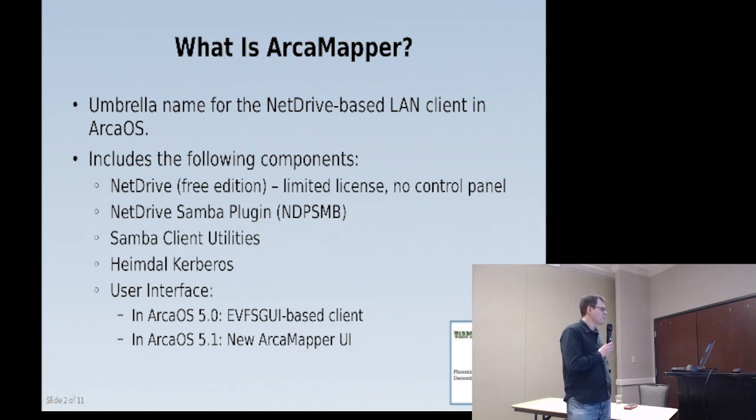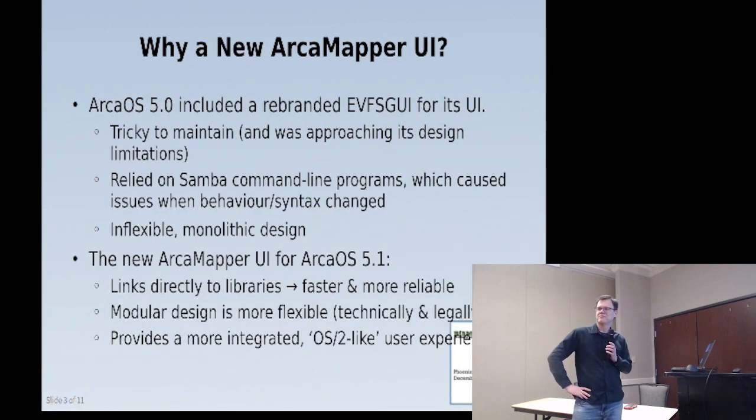So ArcaMapper is an umbrella term for a bunch of interrelated components, specifically NetDrive, the Samba plugin for NetDrive, NDP-SMB, the Samba libraries and client tools, and the Heimdall Kerberos library, and last but maybe not least, a user interface. Most of those components that I just mentioned have been updated in ArcaOS 5.1, but the most visible change is in the UI, so it gets most of the blame. I give it credit, I had much better luck with it than the older one. So, I did something right.